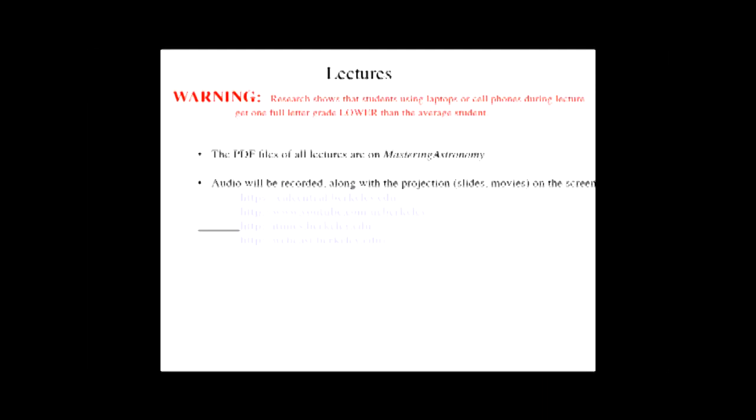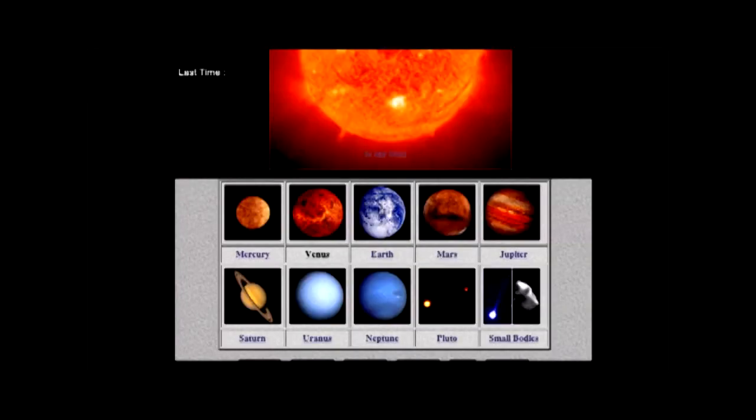So let me remind you of the basic ingredients of our solar system. The sun is by far the most massive member of our solar system. Oddly, we won't talk about the sun until about midway through the semester, around October 21st.